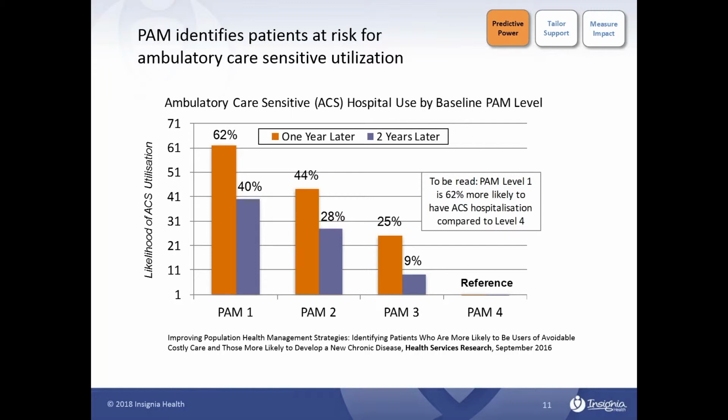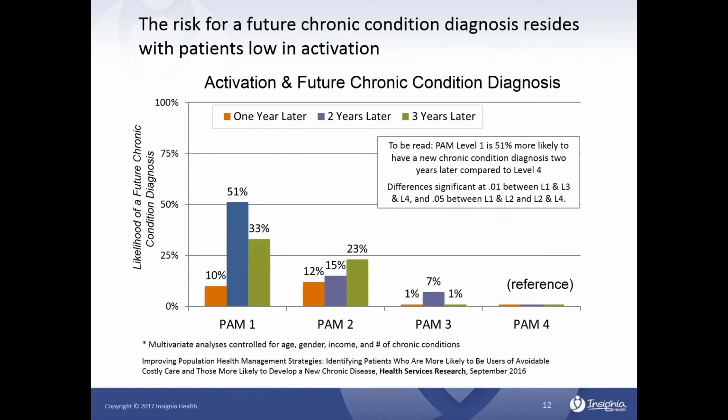Next slide, please. Even things like the risk of a future chronic condition diagnosis reside in patients with low activation. You can see here that lower activated patients, PAM level 1, are 51% more likely to have a new chronic condition diagnosis 2 years later compared to a higher activated patient, a level 4. So again, it's important to know who our lower activated patients are so that we can work more closely with them and help move them those 10 or so points and hopefully bump them into a level 2 activated patient.